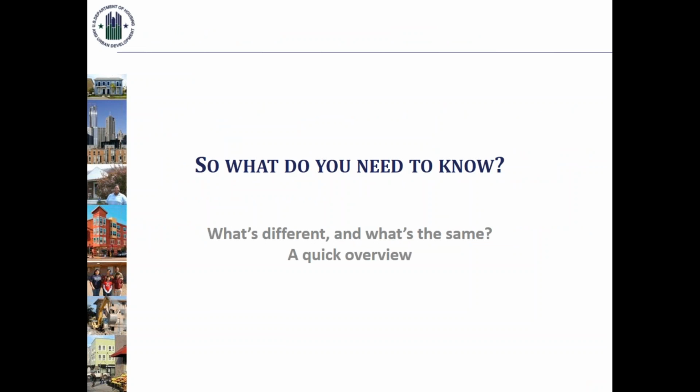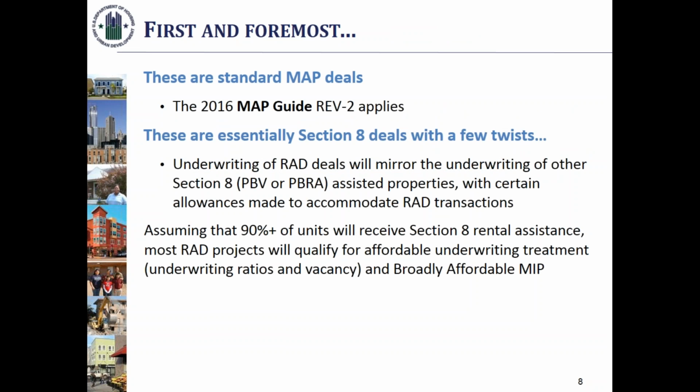Okay, so what do you need to know? So what's different on a RAD deal? What's the same? So first, just a quick overview. First and foremost, I just want to state that these are standard MAP deals. So the 2016 MAP guide applies. These are essentially Section 8 deals with a few twists.